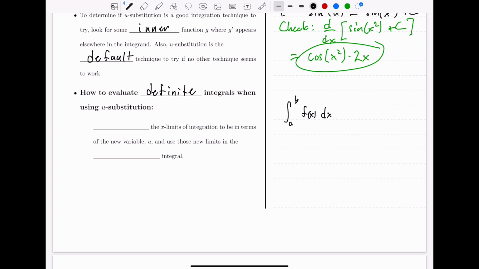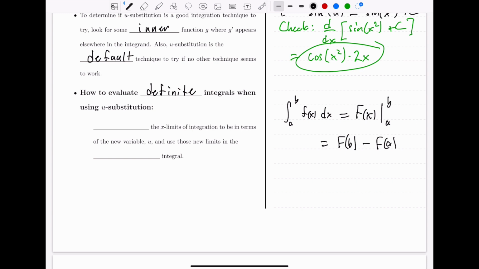A definite integral has the form the integral of some function dx from a to b, and we know from the fundamental theorem of calculus that if we can find the antiderivative of the function small f, capital F, then we can plug in the upper limit b, the lower limit a, take the difference, and this will give us the value of the definite integral.